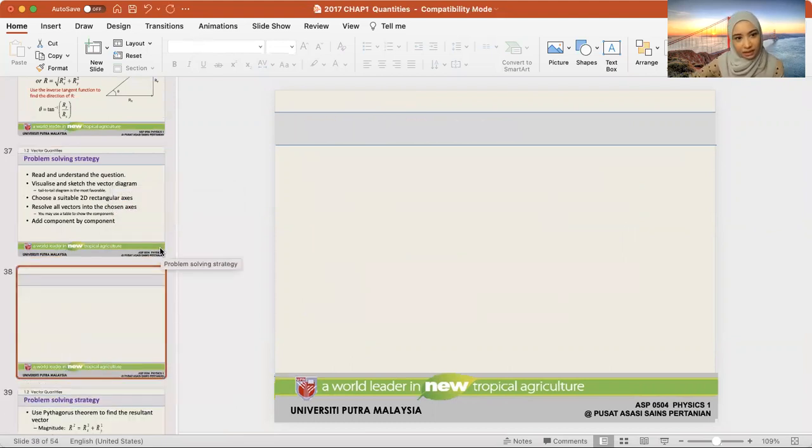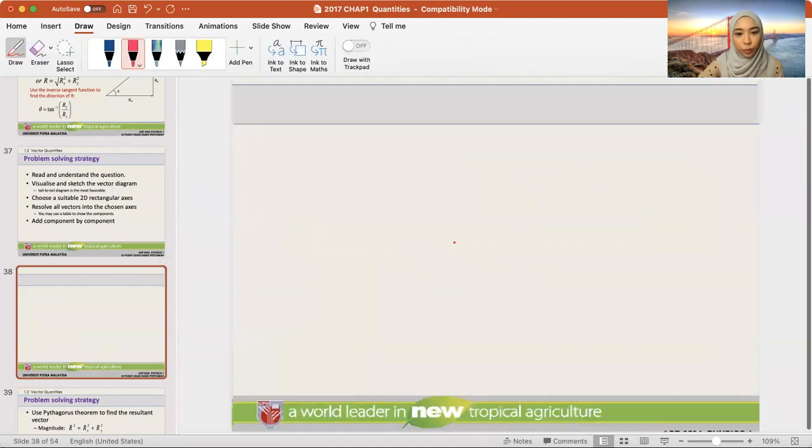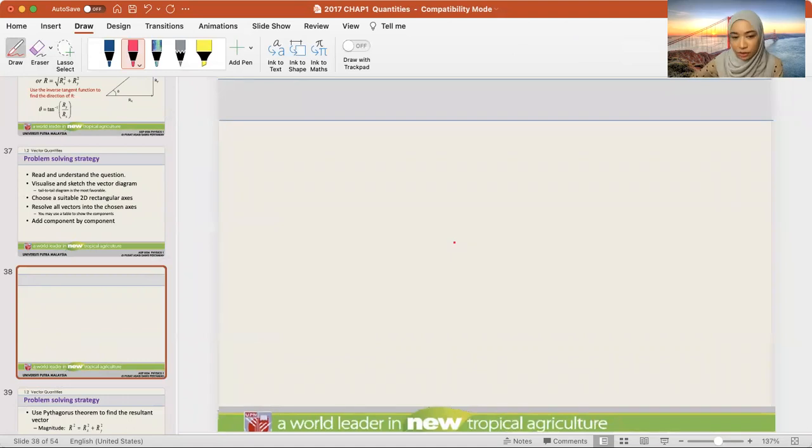Okay, so I don't like this color, but it's okay. This background is like macam warna lumpur. Okay, tapi saya tak nak prejudice terhadap lumpur.